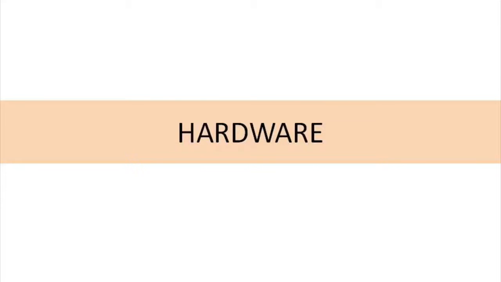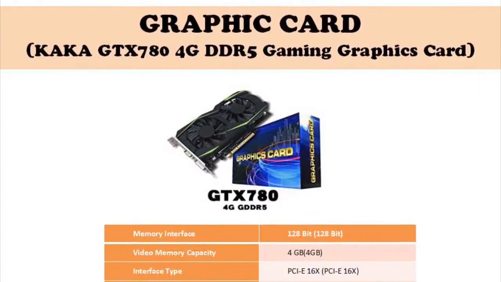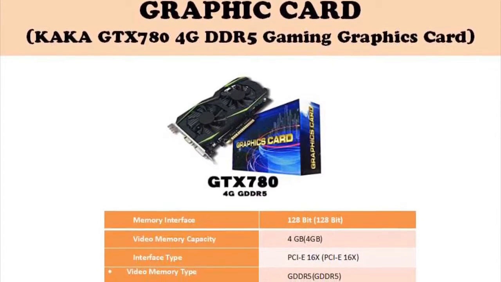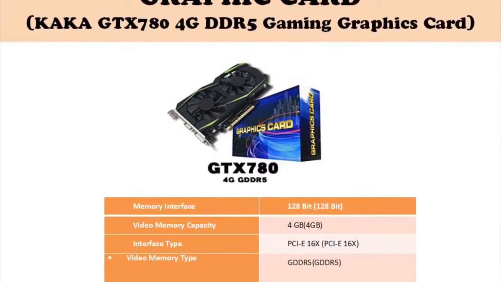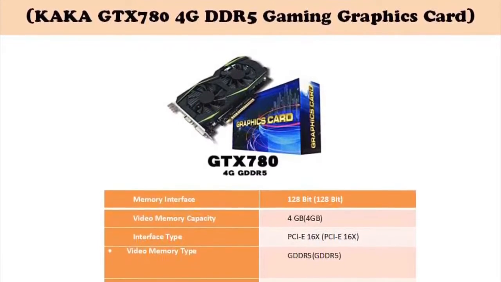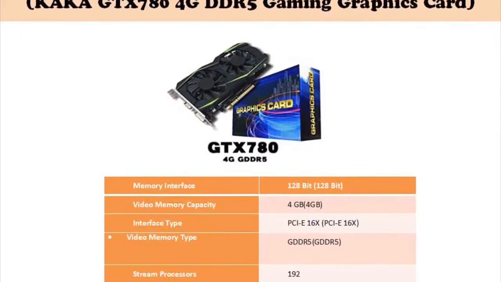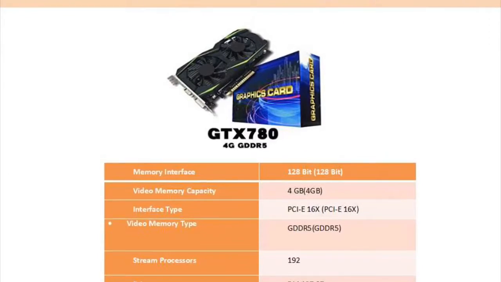Next, hardware. Graphic card. The graphic card that we choose to match with the motherboard is the Kaka GTX 780 GDDR5 gaming model, which is a graphic card that provides high quality visual display by processing technique, feature, and function. So this graphic card is suitable for Nawal to play her games.